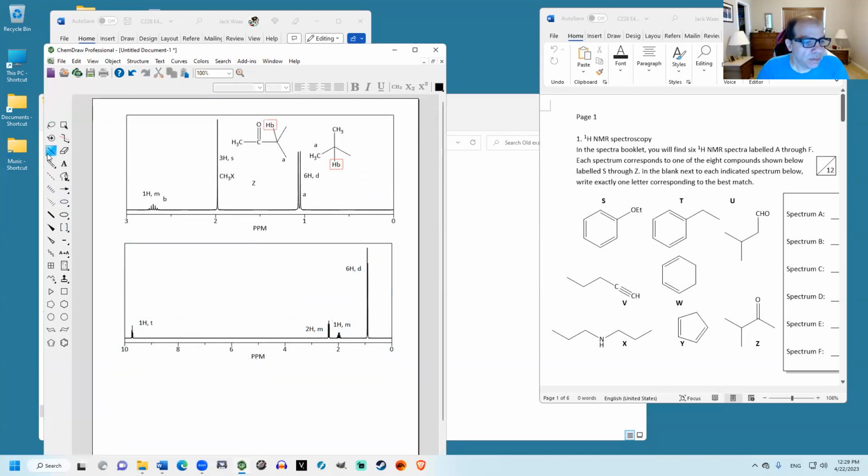In the next spectrum, we again have an isopropyl group because I see a 6H doublet. We'll call the A protons the ones on the methyl groups. And the B proton, the lone hydrogen on the isopropyl group. We can also see a CH2 group.